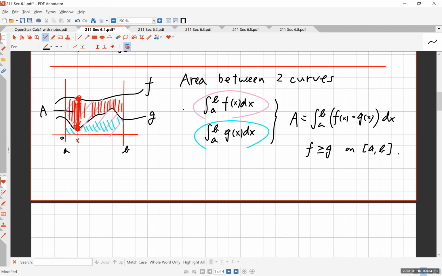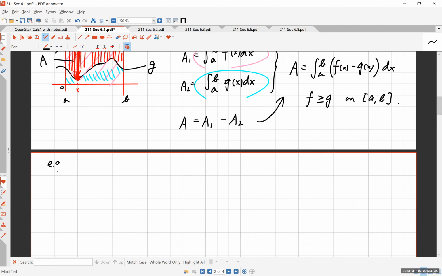So this is simply, I should say, this is A1, this is A2, and so the area A is A1 minus A2, which of course is defined this way, right? And so is this hard? No. Okay, this is exactly what you think it is. And if you didn't learn this as a new section, I think you could have figured this out.